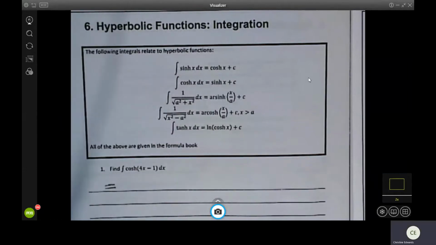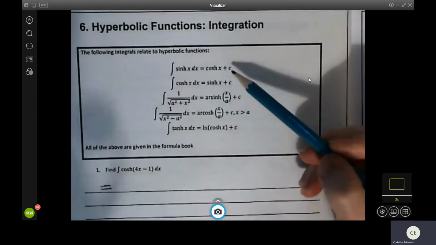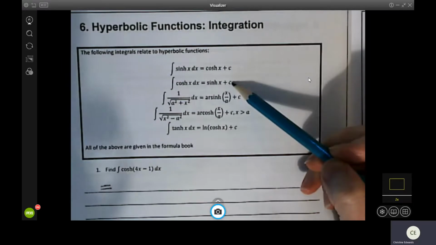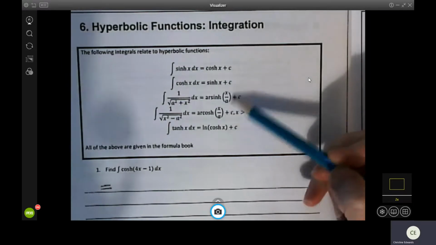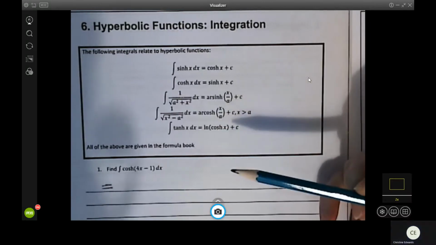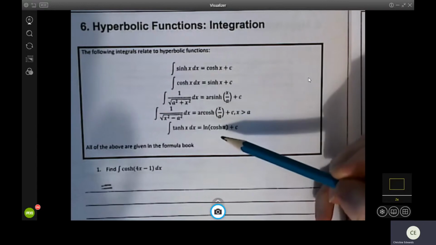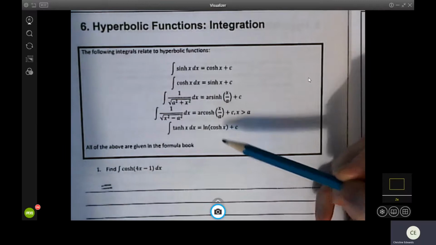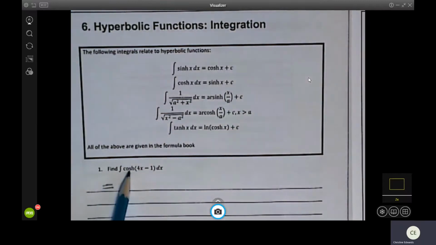This video looks at hyperbolic integration. You'll see that the rules of hyperbolic integration are given in your notes. We have the two basics, then the inverse hyperbolics, and then the integration for tangent. So let's have a look at example 1, where we're being asked to integrate cosh.